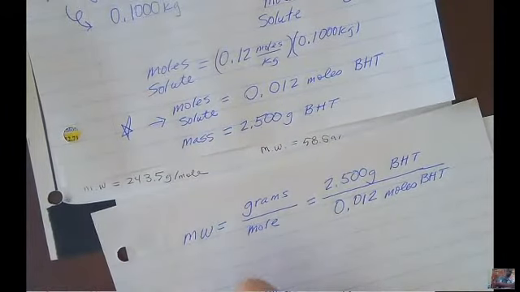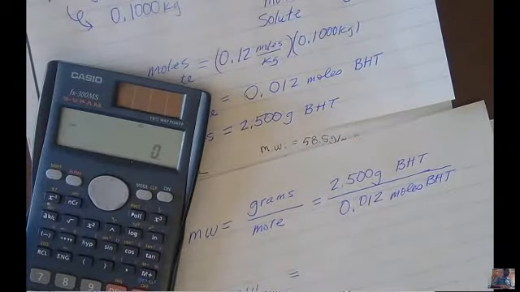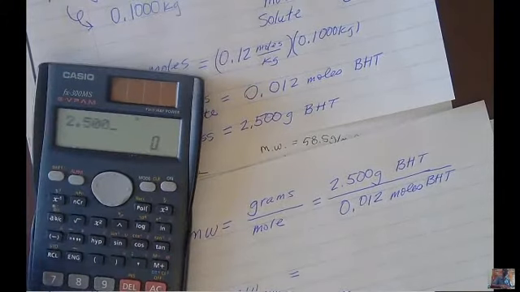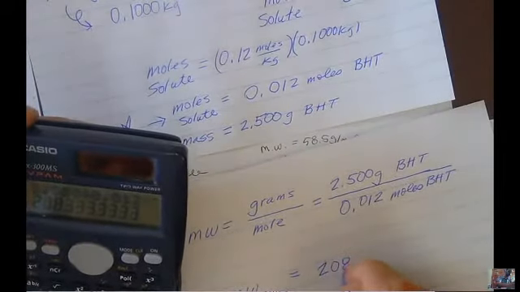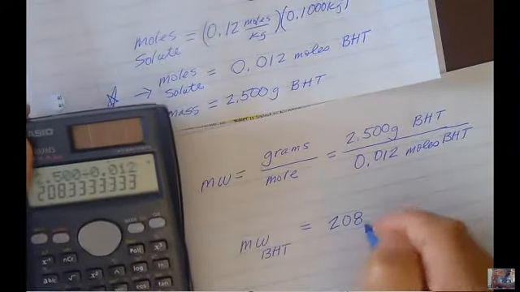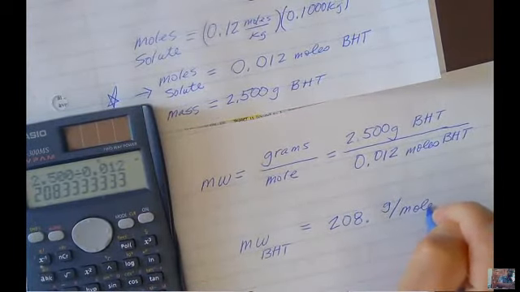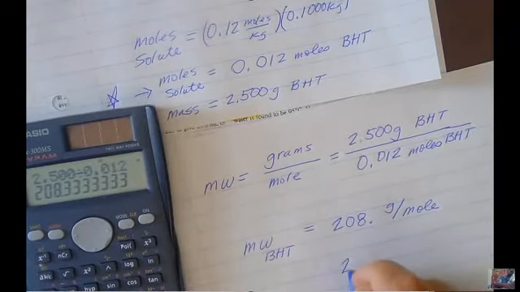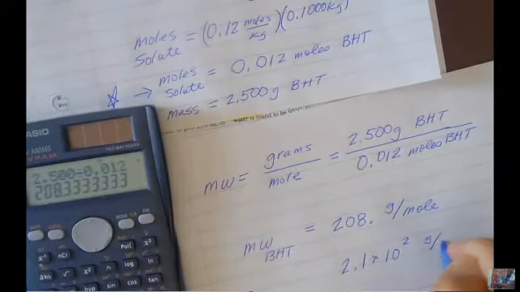So I'm going to wind up with the molar mass of BHT is equal to 2.500 divided by 0.012. Okay, 208. And the only problem is too many significant digits. So I have 208, that still has 3. That has a lot more meaning to us in science when we think about it that way. This is grams per mole. If I really wanted to report it right, I should put it in scientific notation though: 2.1 times 10 to the second grams per mole.